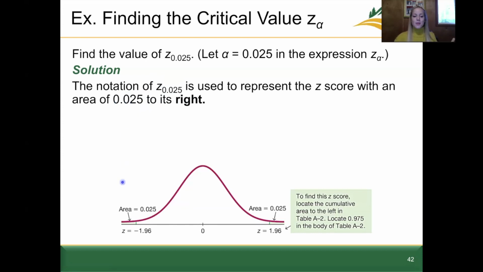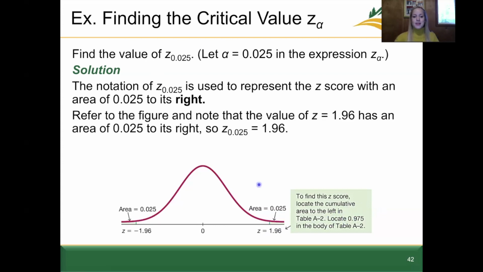Well, we can take 1, the area under the curve, minus 0.025. That area then is equal to 0.975. 0.975 tells us our cumulative area from the left. We need that cumulative area from the left in order to find the proper z-score. So when we look at this area of 0.975 in our table, we get a z-score of positive 1.96.